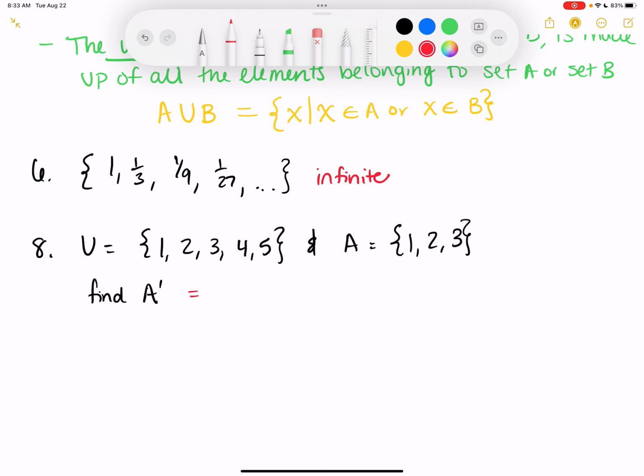Any ideas? If I take away 1, 2, and 3 from the universal set, what am I left with? 4 and 5. Yep, 4 and 5. So the complement is always going to be anything that's not in there but is in the set as a whole.